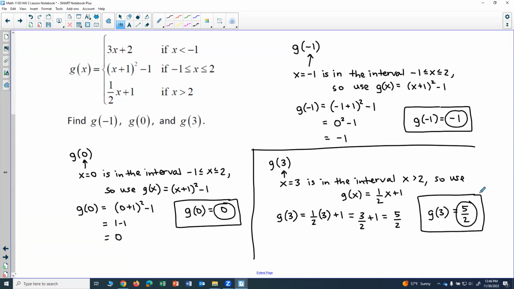So with a piecewise function, it's really important to look at which part of the domain, which interval of the domain, the given value falls into, and then choose the appropriate part of your function to plug it into.